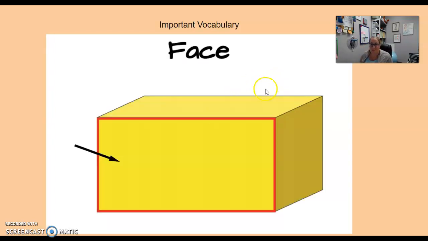The next one we have is face. A face is just like our face. It's something that you are able to see. It's a flat surface of a 3D shape. So face is a flat surface, and it's also made up of different shapes. Here we're able to see this face as a rectangle.